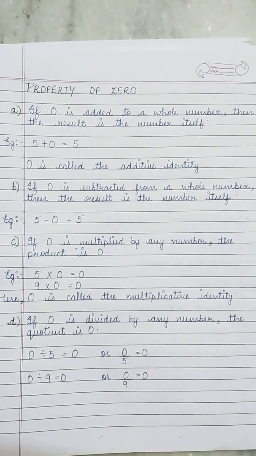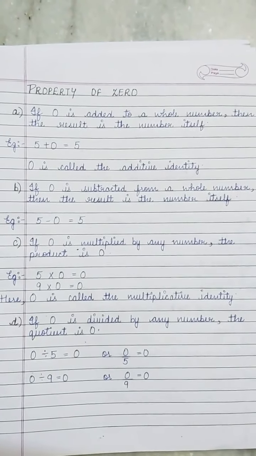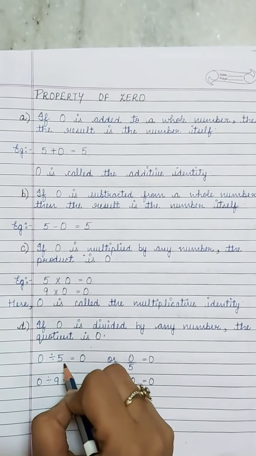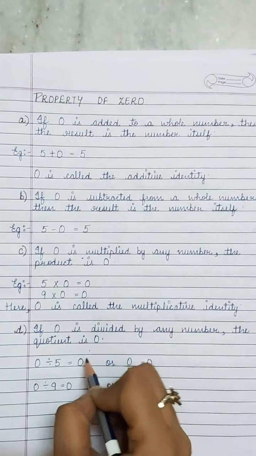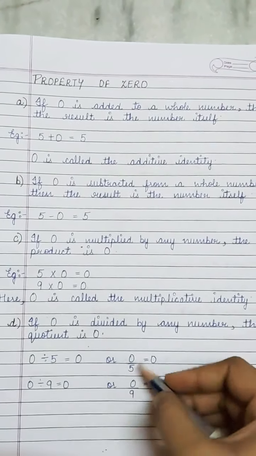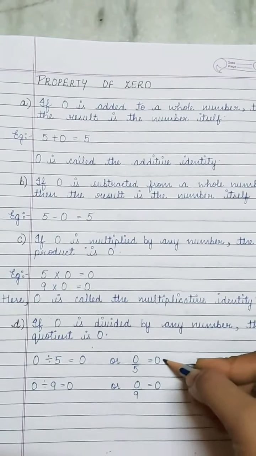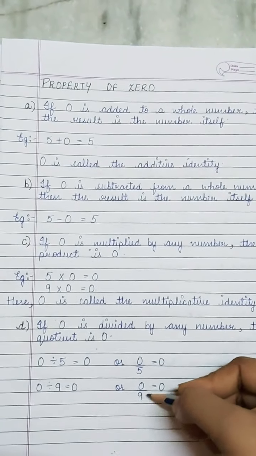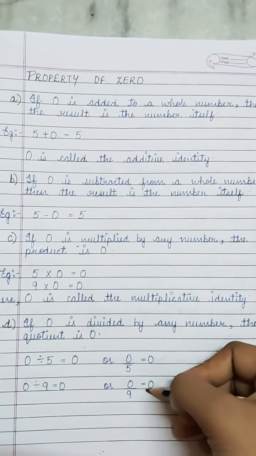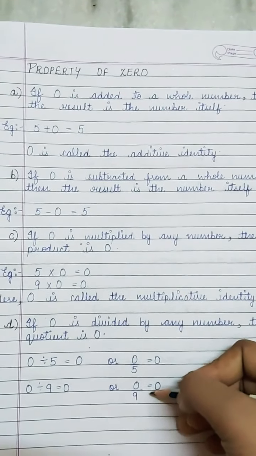अगर 0 को किसी भी नंबर से डिवाइड करेंगे तो क्वोशंट क्या मिलेगा? 0. See here 0 is divided by a number that is 5. So what is the result? 0. You can write like this also. 0 upon 5 is equal to what? 0. 0 upon 9 is equal to what? 0. Here we are dividing 0 by any number, then the quotient what we will get? 0.